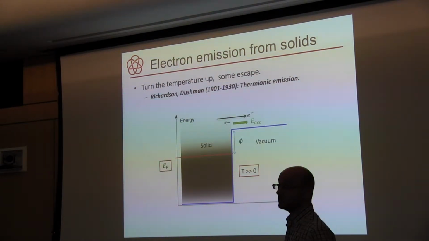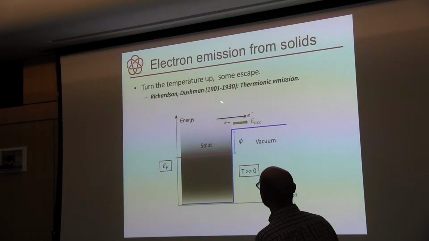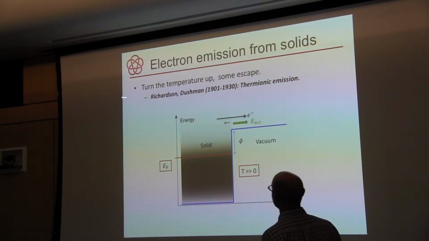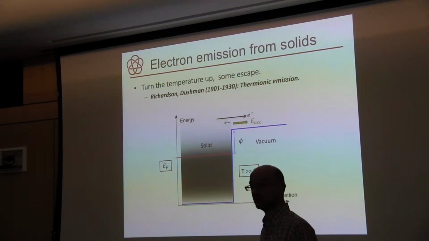Now, there's an easy way to get electrons out. You simply turn the temperature up, and some will escape. This was done by Richardson and Dushman, figured out between 1901 and 1930. It's called thermionic emission. We heard a little bit about it earlier today. This is not photoemission, but it has some interesting things that we should consider.